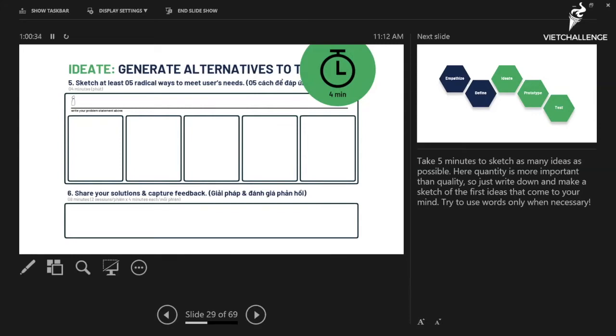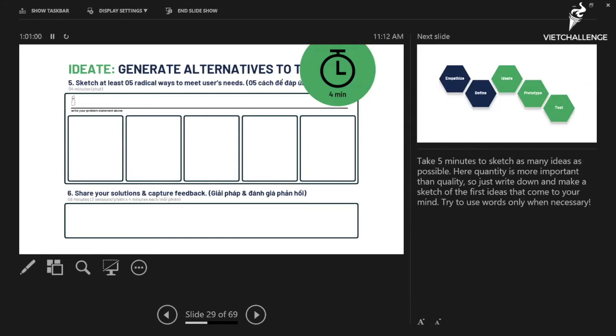So usually in the ideation process, let's say I would give you 5 minutes and you write down on post-its as many ideas as possible. For the sake of today's process, we're going to limit it to 5. You will see that in 4 minutes, it's difficult to come up with 5 ideas shortly. But as I said, focus on quantity. Don't try to make 5 perfect ideas. Just have 5 different ideas for the problem statement here.